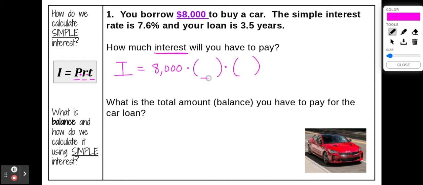So let's first look at rate. What's our interest rate? 7.6%. Do you remember what we have to do with that? Change it to a number, a decimal. So we're going to take the decimal point, back it up, fill that empty spot in with a 0. So this would be 0.076. That is our interest rate, 0.076.